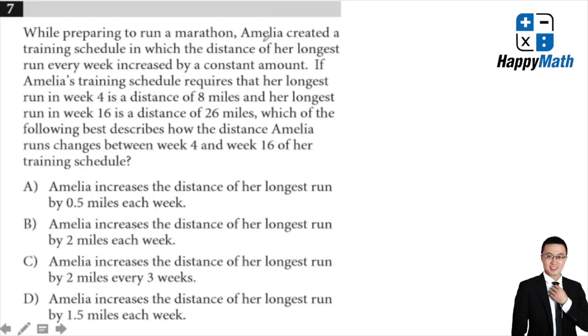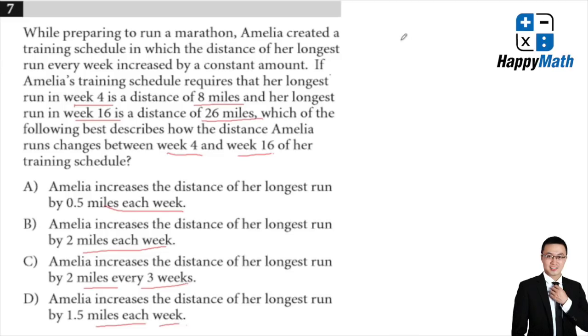While preparing to run a marathon, a runner increases the longest run every week by a constant amount in the training schedule. The longest run in week 4 is a distance of 8 miles. The longest run of week 16 is a distance of 26 miles. Which of the following best describes the distance from week 4 to week 16? The question talks about the distance run each week, every 3 weeks, and each week. Okay, so let's make this graph.